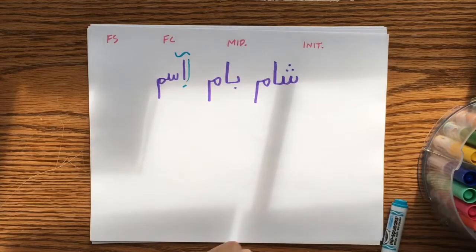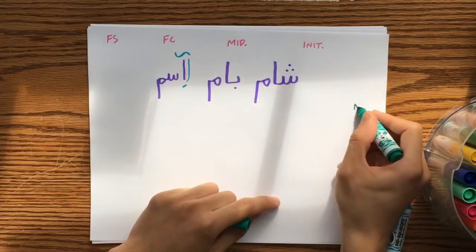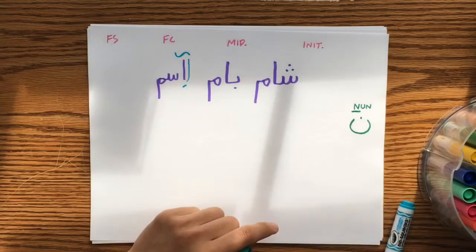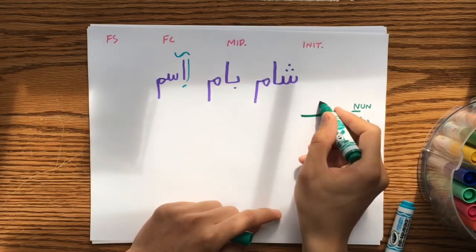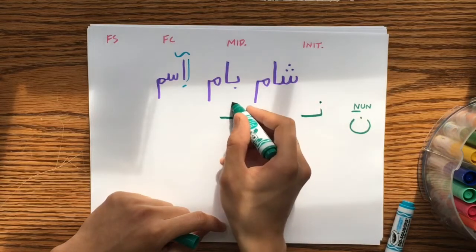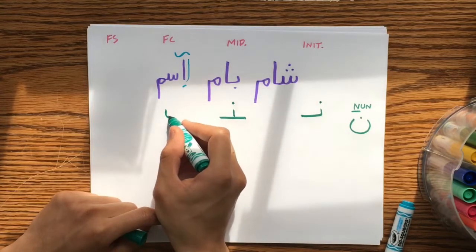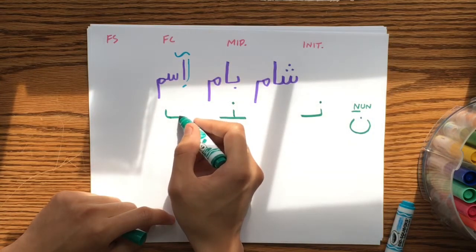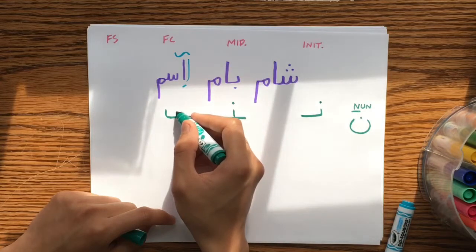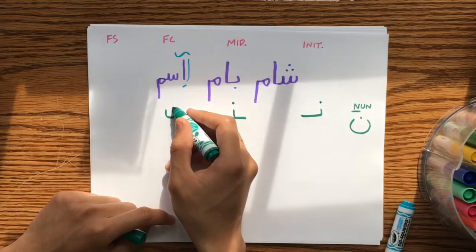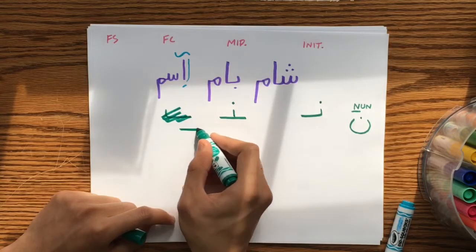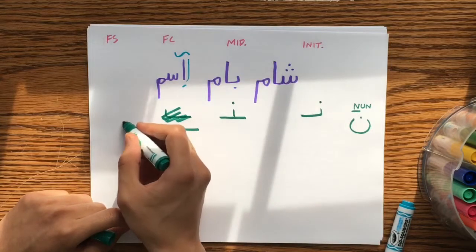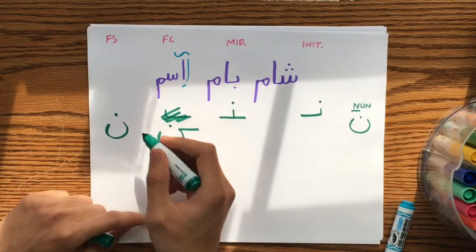All right, so next we have, switch colors here, noon. Noon makes the sound N. And it is a connector. Forgetting my noon here. Yeah, the first two parts look like be, but then at the end, it becomes rounder.